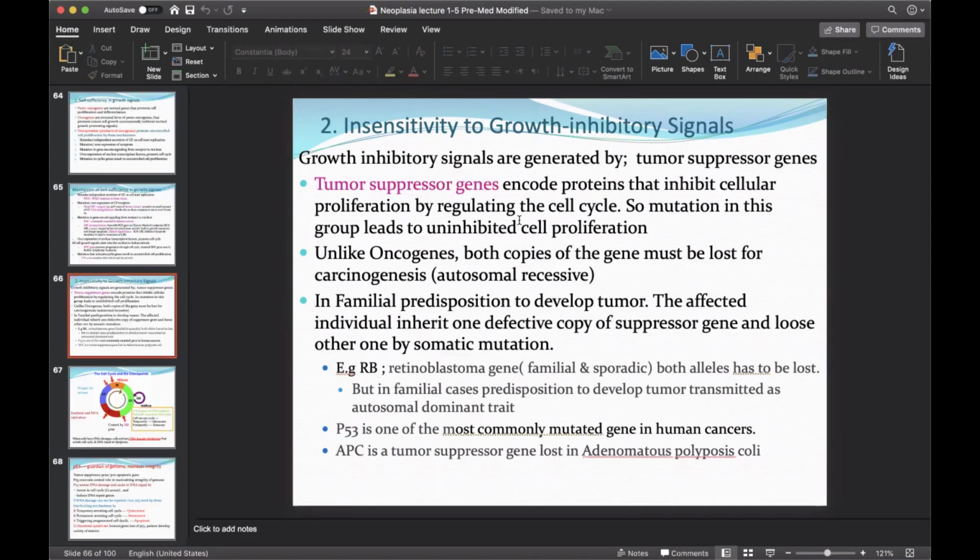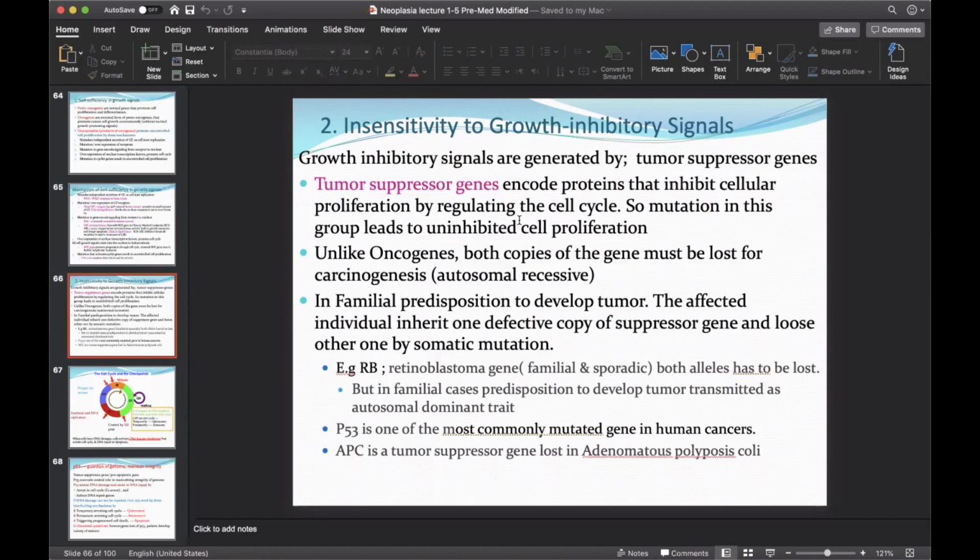And growth inhibitory signals are encoded by genes that we call tumor suppressor genes. To lose the growth inhibitory function, you need to lose both copies of the gene. Losing one copy is not enough. Compare that with the first type, the growth factors: if you have a mutation of one gene, it's enough to express a tumor, because the cells will grow faster and faster. However, with a tumor suppressor gene, mutation of one gene is not enough. You need mutation of both genes.